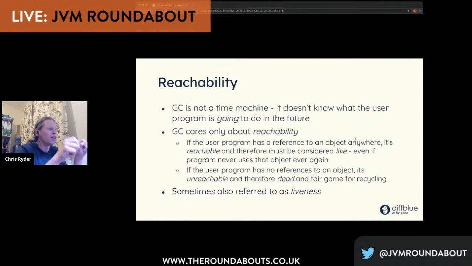And that is the idea that if there's anywhere in the program you have a reference to an object, then that object is reachable. So it must be considered live because it's always possible that you may use that again in the future. The opposite of that is that if you have no references to an object, then it's absolutely impossible for your program to access that object again, and therefore it's unreachable and it's dead. And it's the unreachable objects that you're trying to find as a garbage collector. Occasionally this gets referred to as liveness as well, so it's another interchangeable term to some degree.